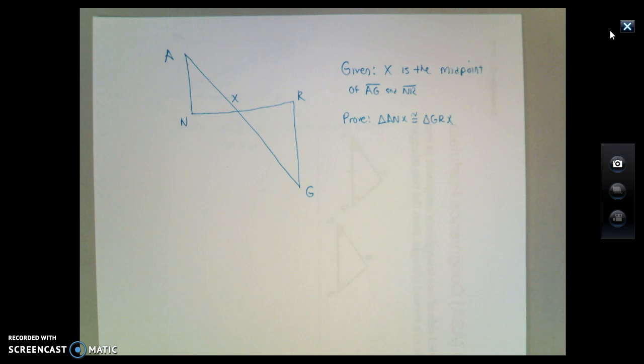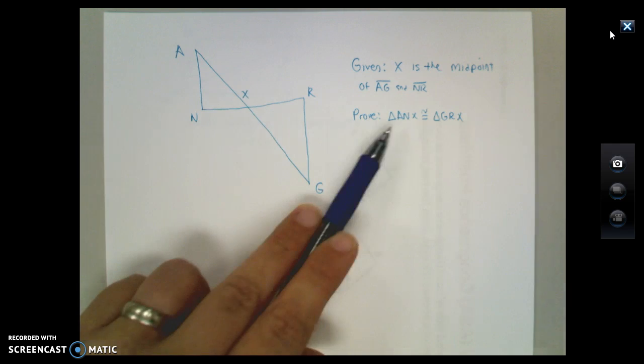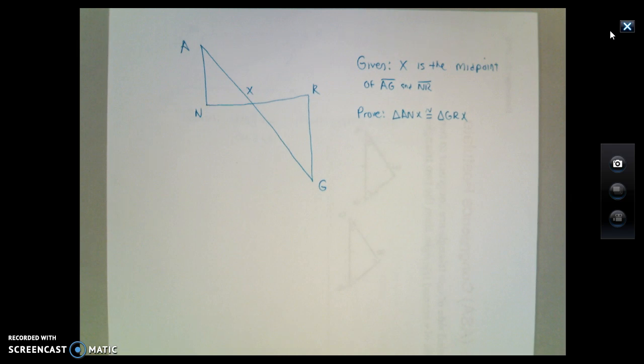So we're going to do 3 proofs here on this video. Feel free to write these down in your notebook and follow along, as you're going to be trying a couple of these on your own after watching this video. So this very first one has some given information for us, and our goal again is to prove that these two triangles ANX and GRX are congruent to each other.